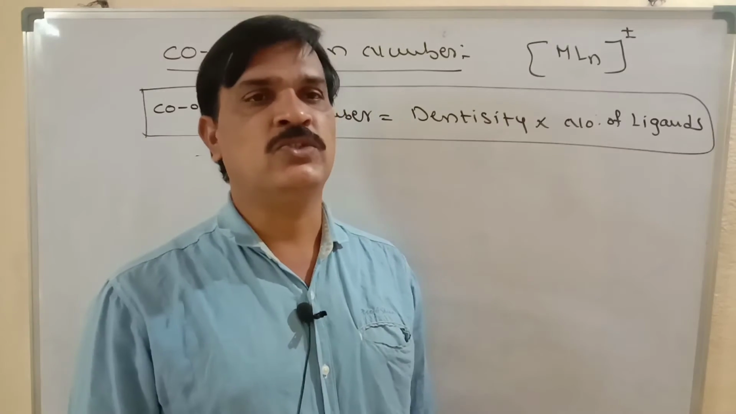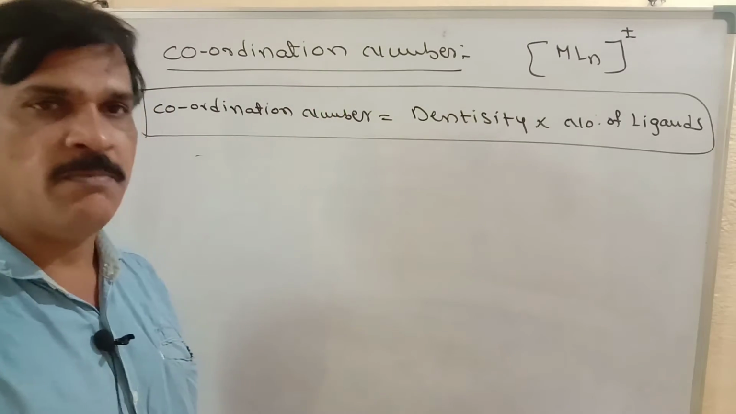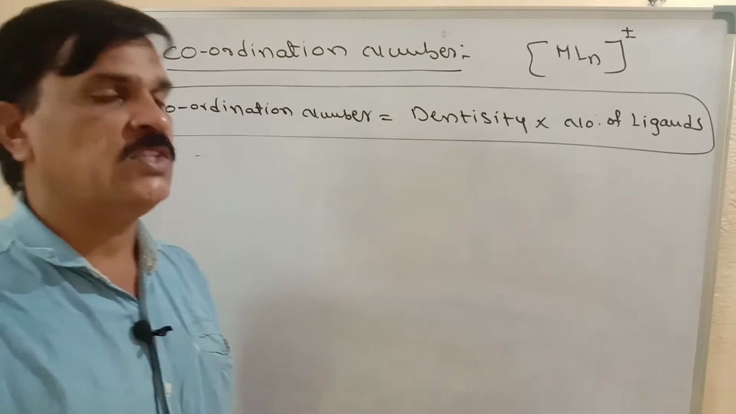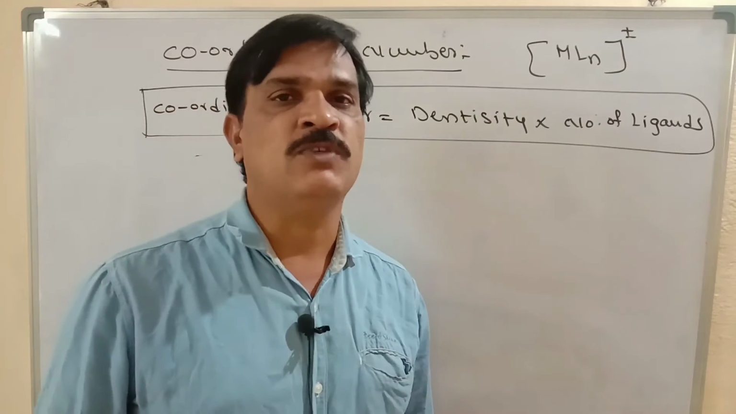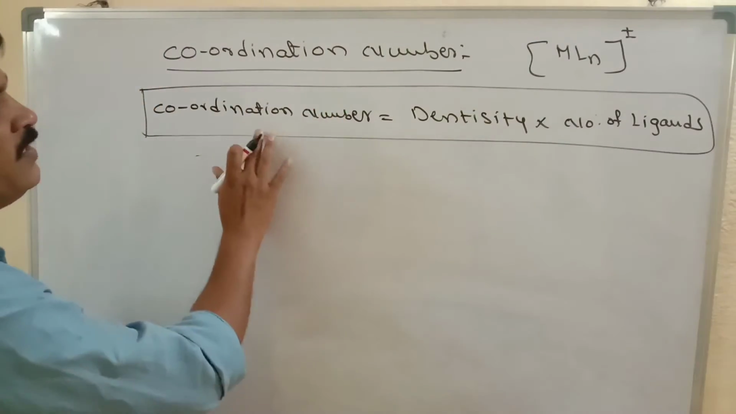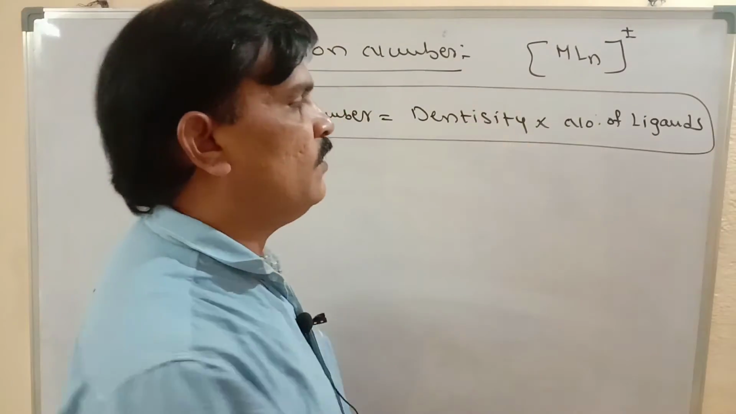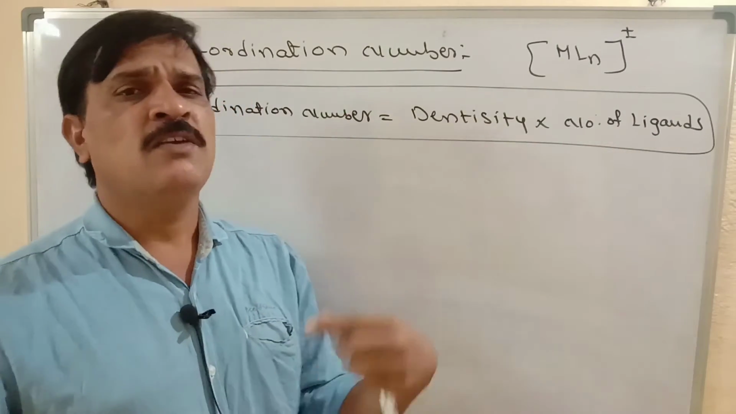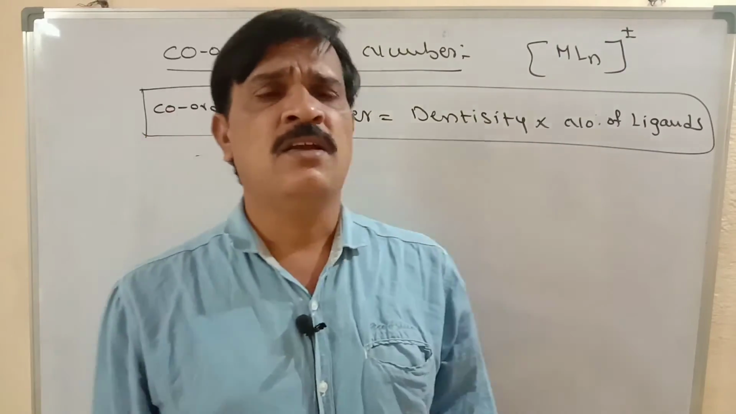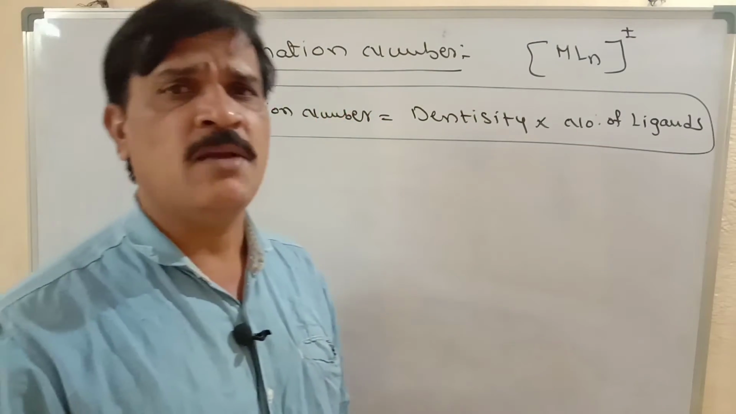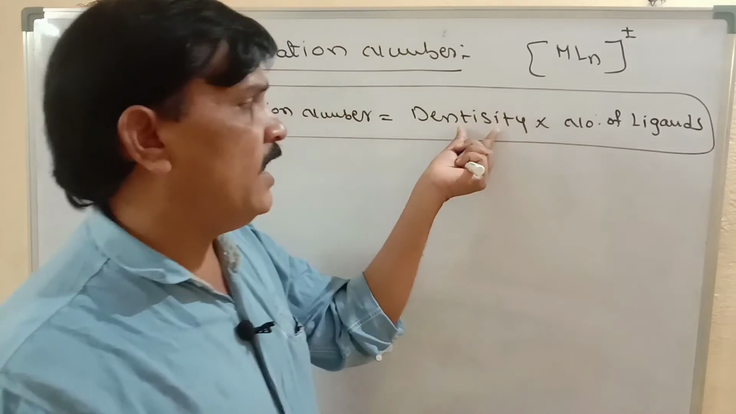Only sigma bonds are considered for coordination number, but not pi bonds. If any molecule or ion is participating with a pi bond, we should not consider that pi bond as part of the coordination number, just the sigma bond. Coordination number in a complex compound is equal to denticity into number of ligands. Denticity means whether the given ligand is monodentate, bidentate, tetradentate, pentadentate or polydentate; we should identify that.